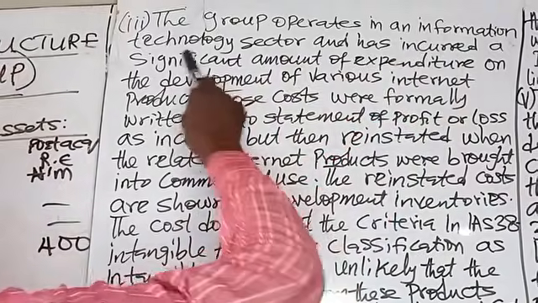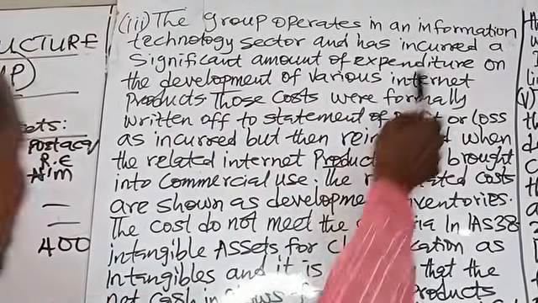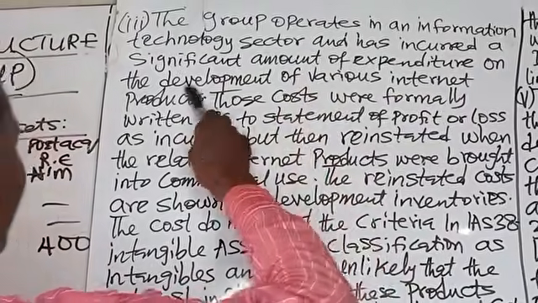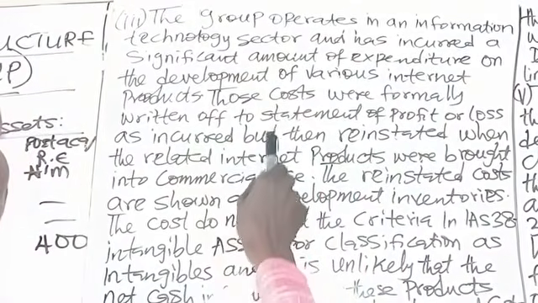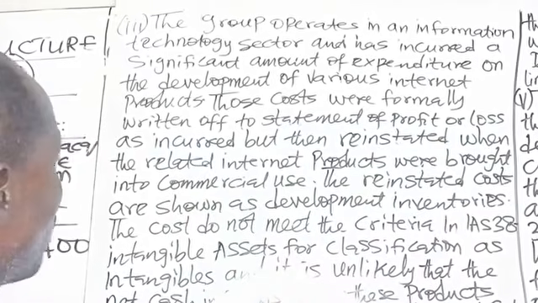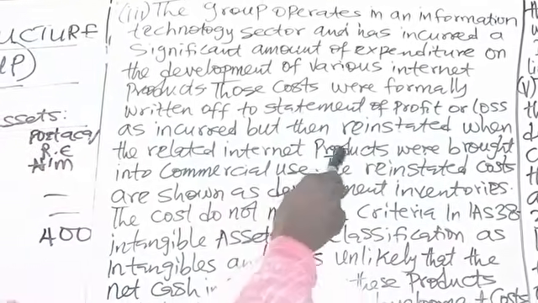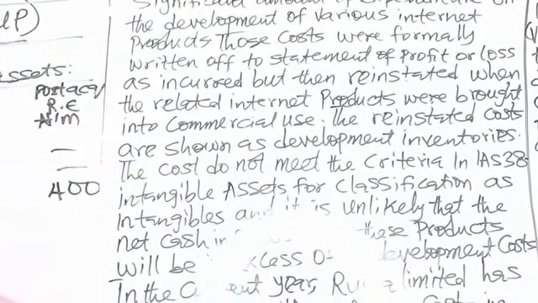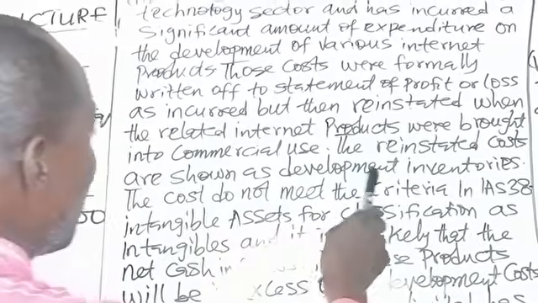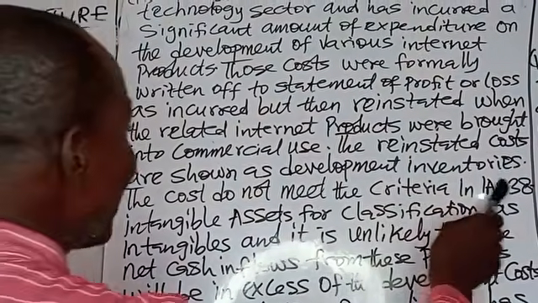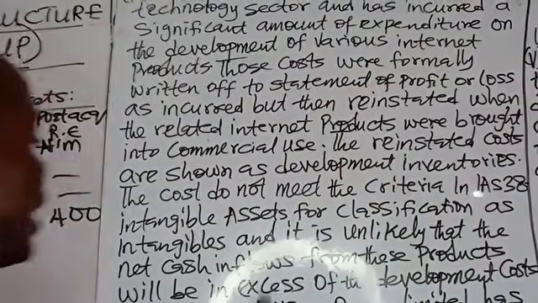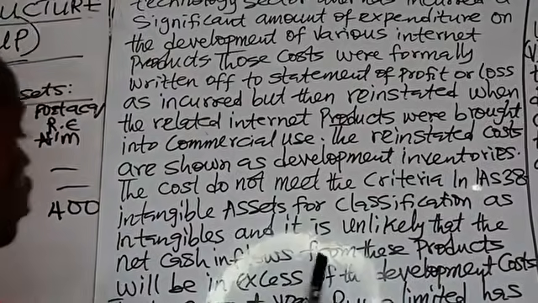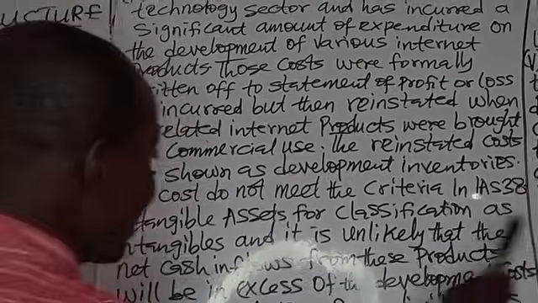Now let's go to note 3. The group operates in an information technology sector and has incurred a significant amount of expenditure on the development of various internet products. Those costs were formally written off to statement of profit or loss as incurred, but then restated when the related internet products were brought into commercial use. The restated costs are shown as development inventories. The costs do not meet the criteria in IAS 38 for classification as intangibles, and it is unlikely that the net cash inflows from these products will be in excess of the development cost.